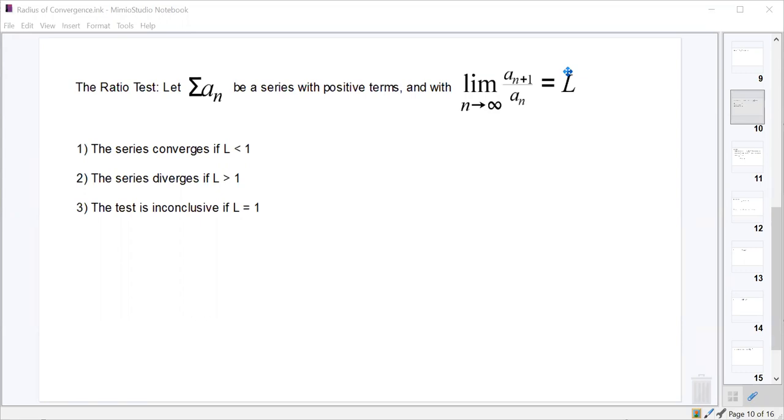So first thing to note is that this ratio test is once again dealing only with a series that has all positive terms. And that shouldn't be an issue because what can we do if our series does not have all positive terms? How can we make it have all positive terms if it doesn't?